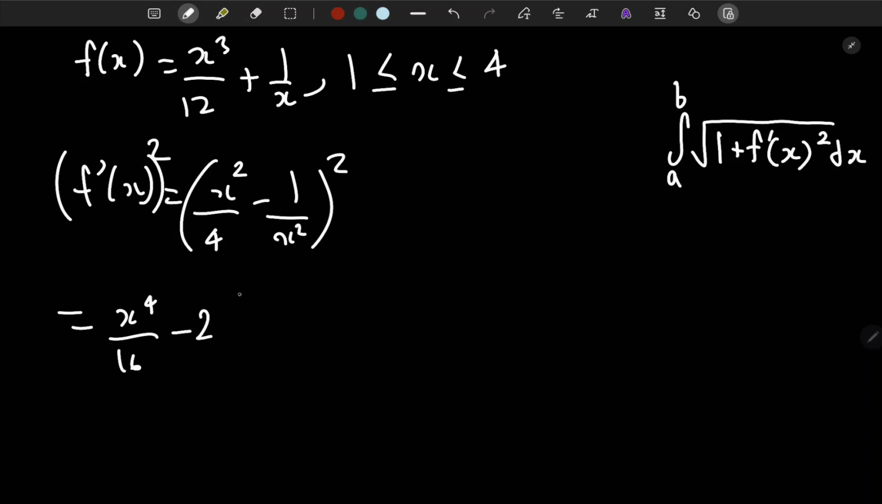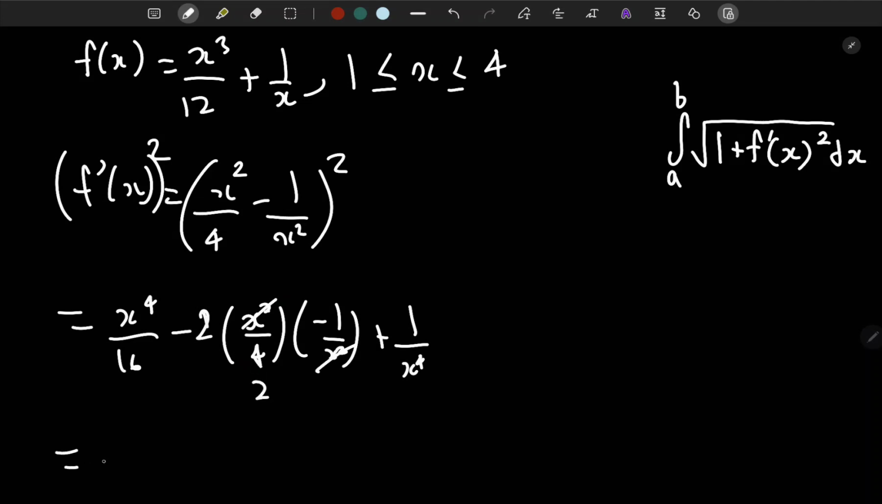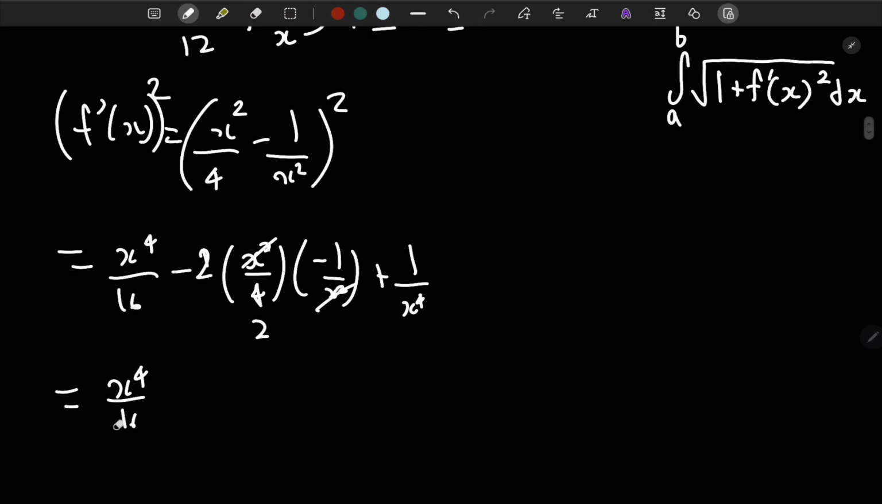So 2a is x squared over 4, and b here is minus 1 over x squared, and b squared is 1 over x to the power of 4. Here we can cancel x squared with this x squared, and this 2 with this 4, and now we are left with x to the power of 4 over 16. Let me scroll down.